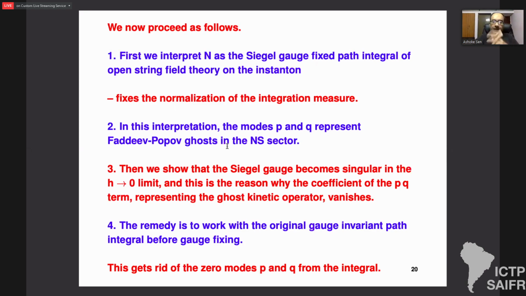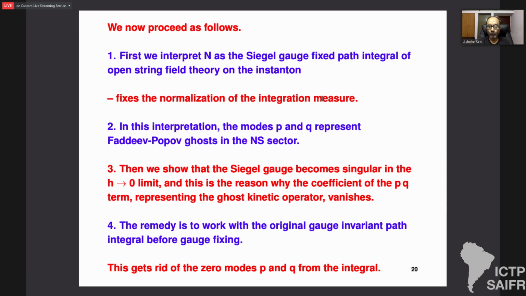Okay, so now we proceed as follows. I'll give the steps and then I'll give the final result. So the first task will be to interpret N as Siegel gauge fixed path integral of open string field theory on the instanton. And this fixes the normalization of the integration measure.